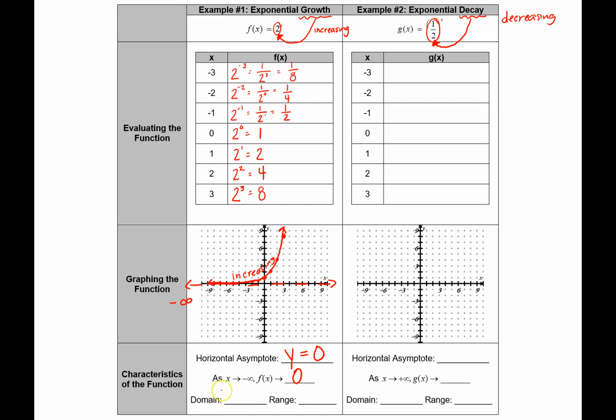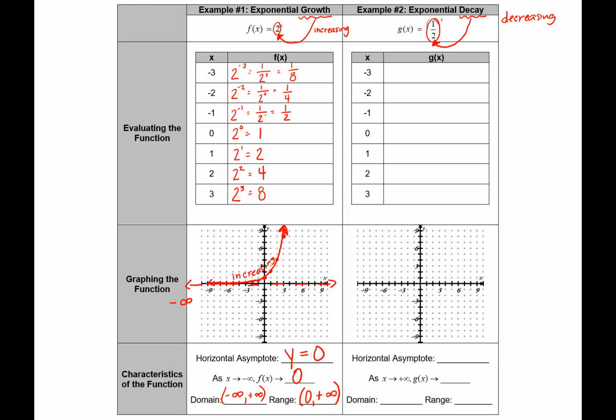The domain for this one is negative infinity to positive infinity because it goes infinitely to the left and infinitely to the right. The range, now this one does have a bottom at the asymptote, so I'm not going to include the 0, that's a soft bracket, but it goes up forever to positive infinity.